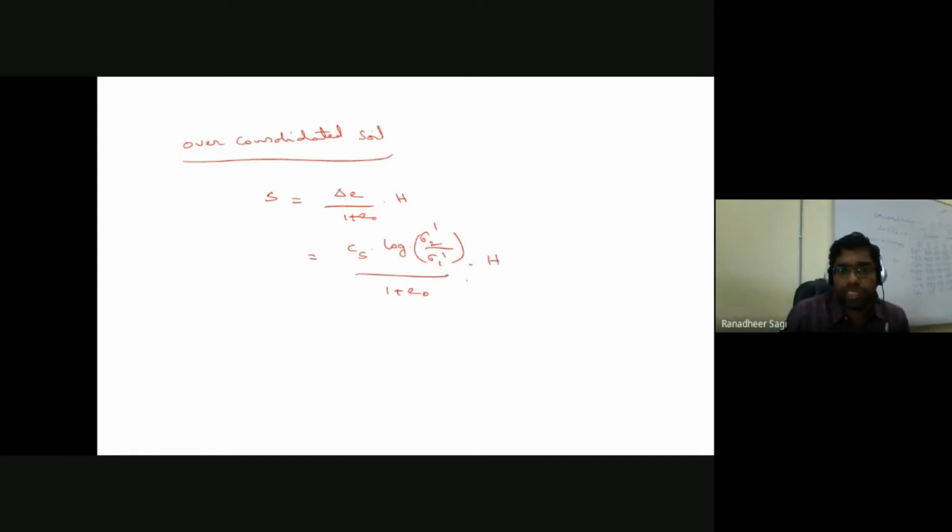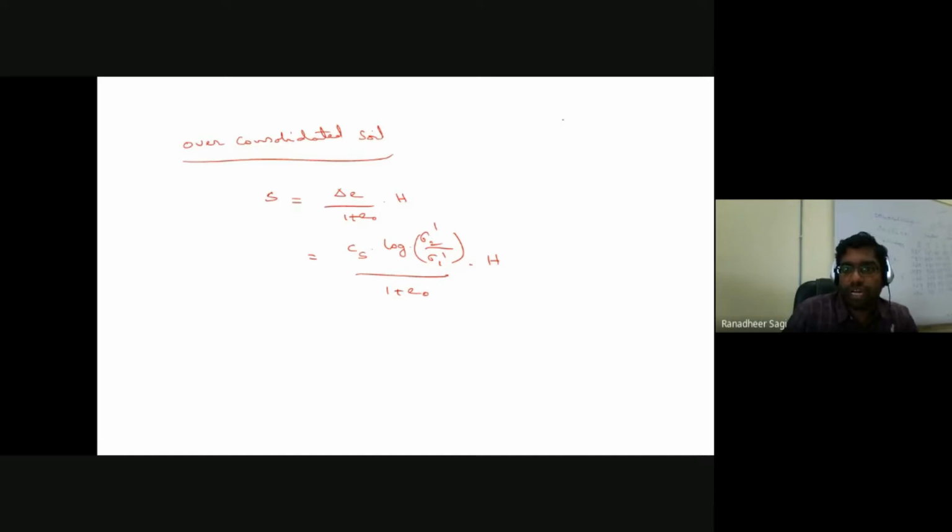the basic expression is the same, that is settlement is equal to delta e by 1 plus e naught into H. And what is delta e here? I am writing it as Cs into log of sigma 2 dash by sigma 1 dash, this total divided by 1 plus e naught, into H. So what have I done?